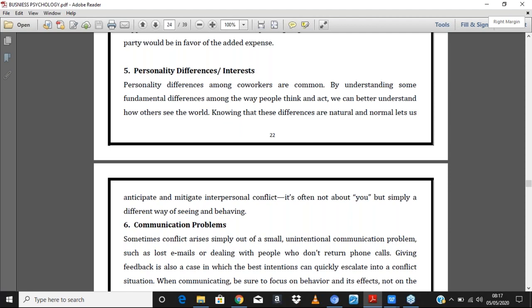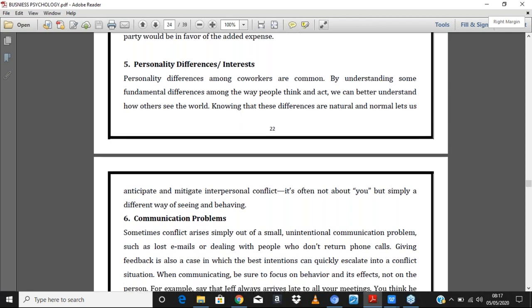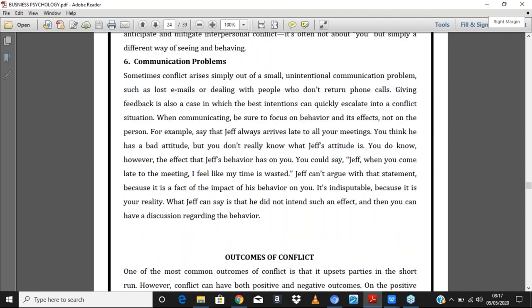and interests. Just like we have said, personal differences can occur among co-workers. By understanding some fundamental differences, the way people think, the way people act, you can get to know their interests and manage conflict better. Then the last of it is what we call communication problem, when communication is not properly spelled out. What is to be done, how is it to be done, I thought, you said, I felt, and all those factors constitute communication problem.